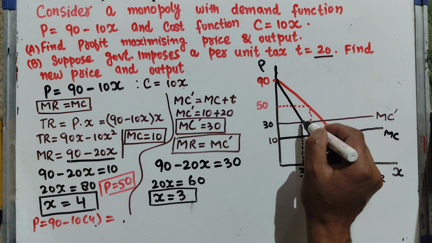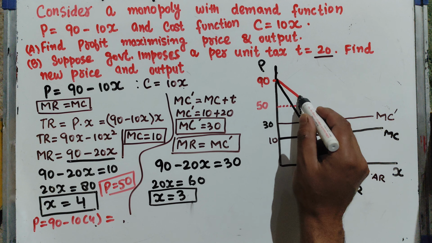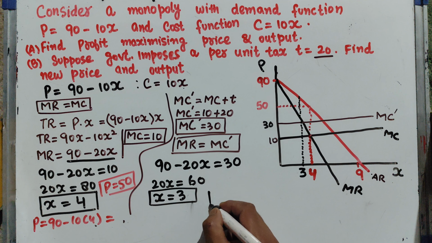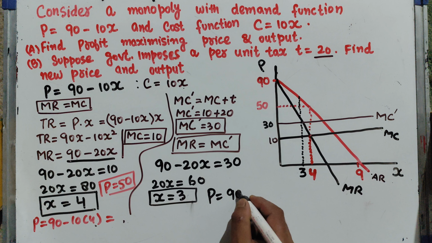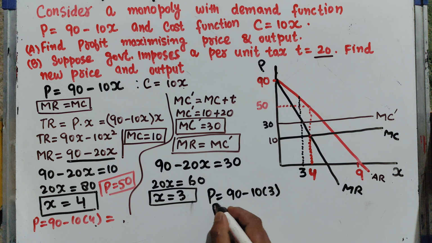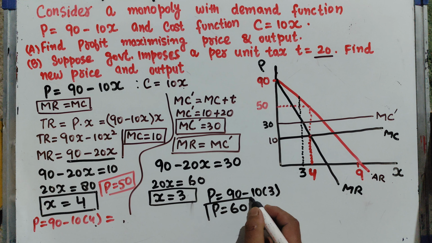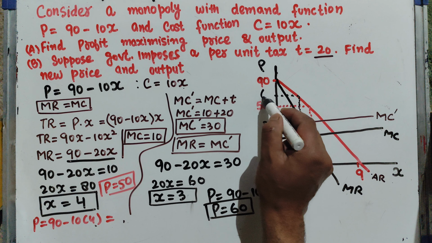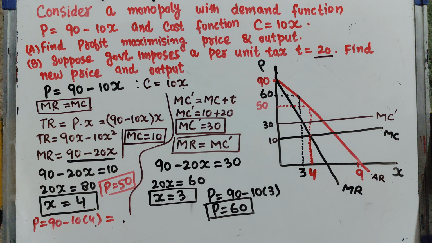Now what will be the corresponding price? To find out the corresponding price, plug x is equal to 3 into the demand function, so price will be equal to 90 minus 10 times 3, so price will be equal to 60. So eventually what has happened, the monopolist will produce less output at higher prices when a per unit tax is imposed on the monopolist.